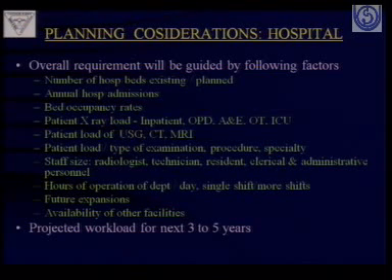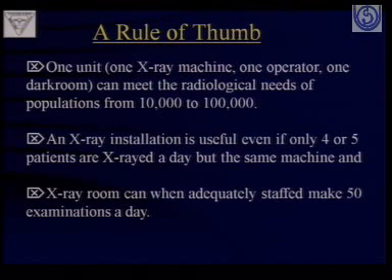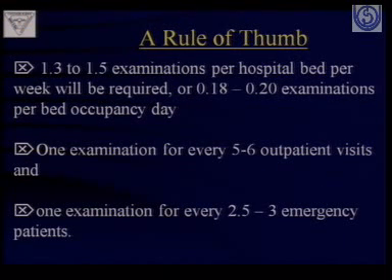Hours of operation of the department and future expansion facilities also matter, and based on this we'll consider the rules of thumb. Actually this depends on actual workload, but some rules of thumb have been made for radiology services. For example, one X-ray machine can provide service up to 1 lakh people, and an X-ray installation is useful even if only 4 to 5 patients are X-rayed a day by the same machine. An X-ray room, when adequately staffed, makes 50 examinations per day. These are rules of thumb, and many people are exceeding this, but these have been made for the purpose of radiation safety also. 1.3 to 1.5 examinations per hospital bed per week is required.